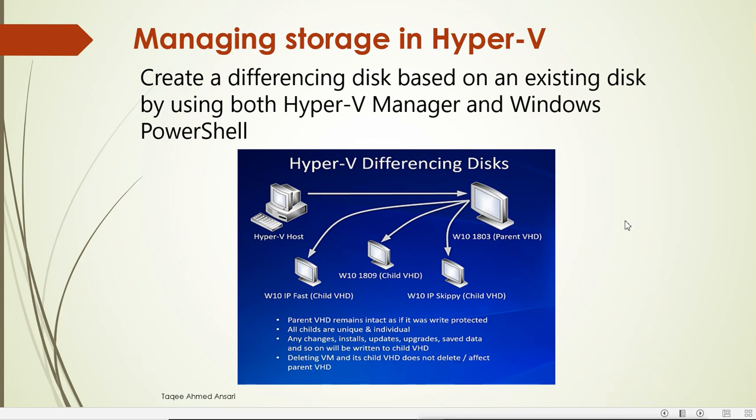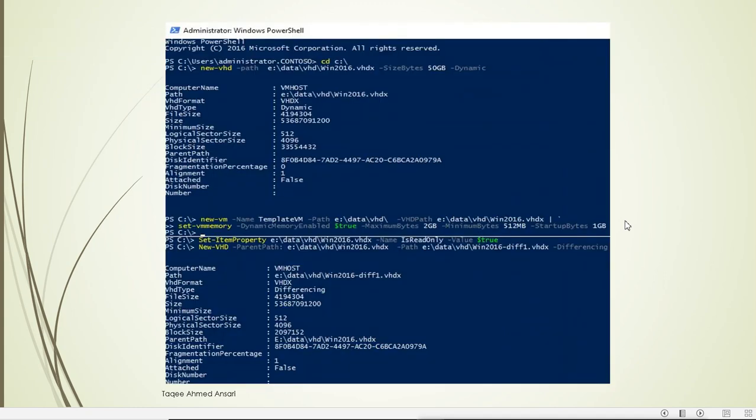So how can we do that? If you want to do it from PowerShell, then this is the command to create a new VHD. Mention the path, size, and mention it as dynamic.